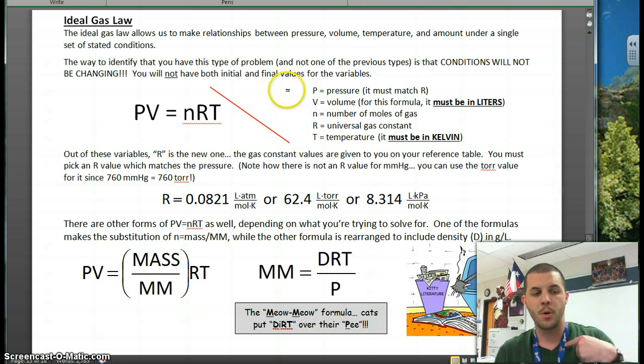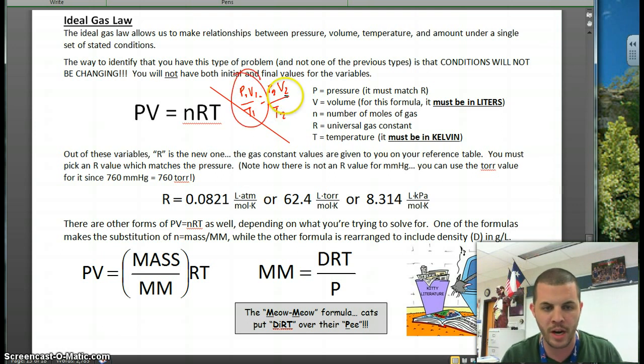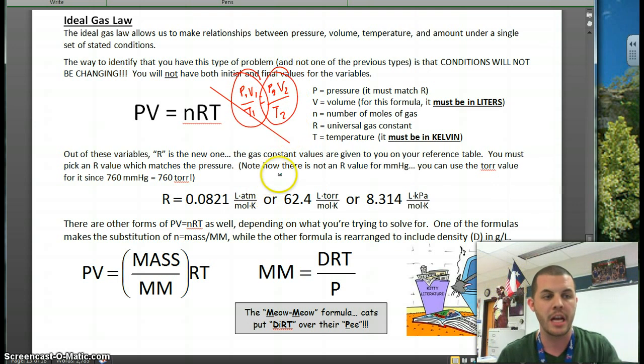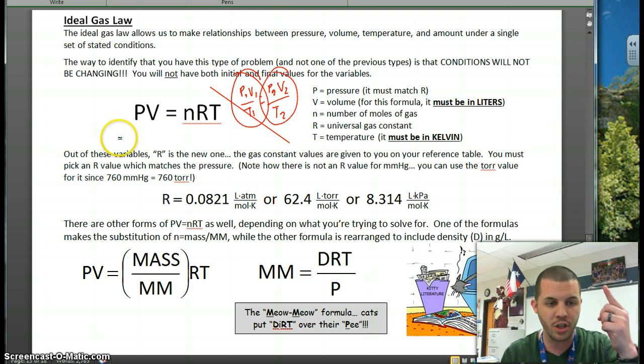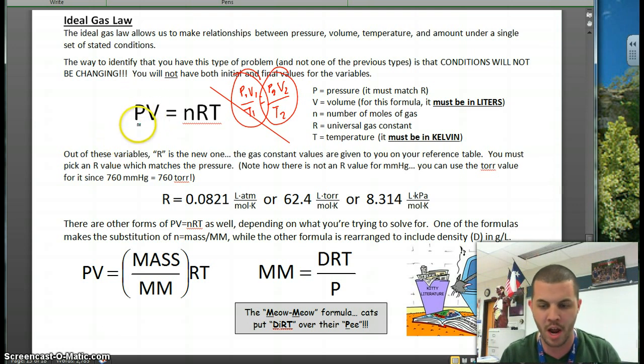Now, first off, we have some variables that we need to focus on. Actually, let's go back for a second. In the combined gas law, remember how we had P1 V1 over T1 equals P2 V2 over T2? Well, that means that we started off with an original situation and we ended with a final situation. The ideal gas law is not that. The ideal gas law is you have a pressure, a volume, a number of moles, an R value, and a T value. All of those things are going to correspond, and you're going to have one unknown. When you have that one unknown, you can solve for it.